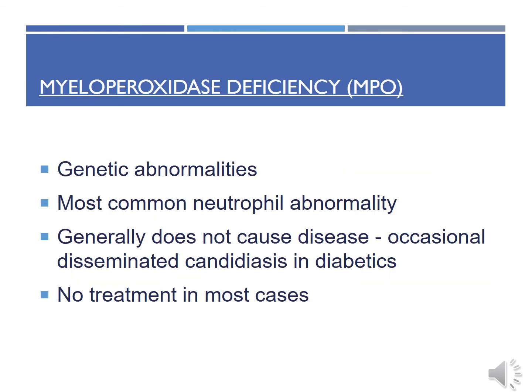The next deficiency is myeloperoxidase deficiency, or MPO, and this is due to some genetic abnormalities. This is one of the most common types of neutrophil abnormality. Generally, it does not cause any issues in the patient. The most common issue that we do see is that they are increasingly susceptible to candidiasis, or Candida albicans, or yeast infections, basically. So there's really no treatment for this.